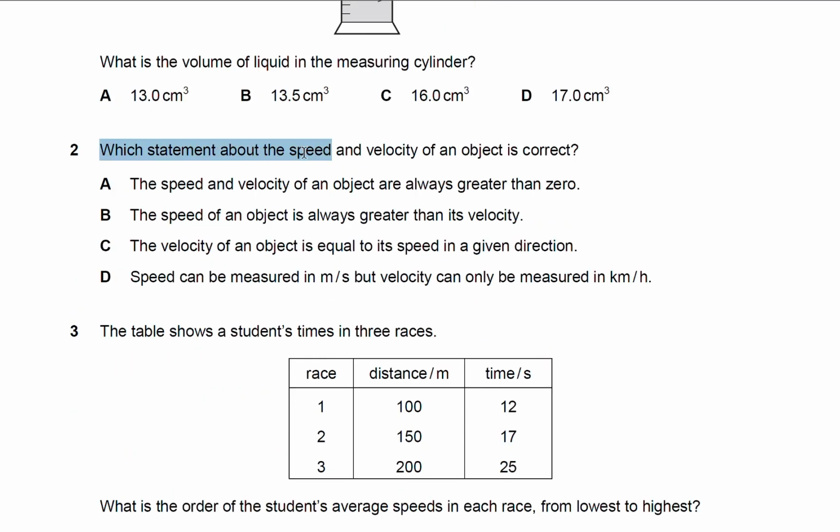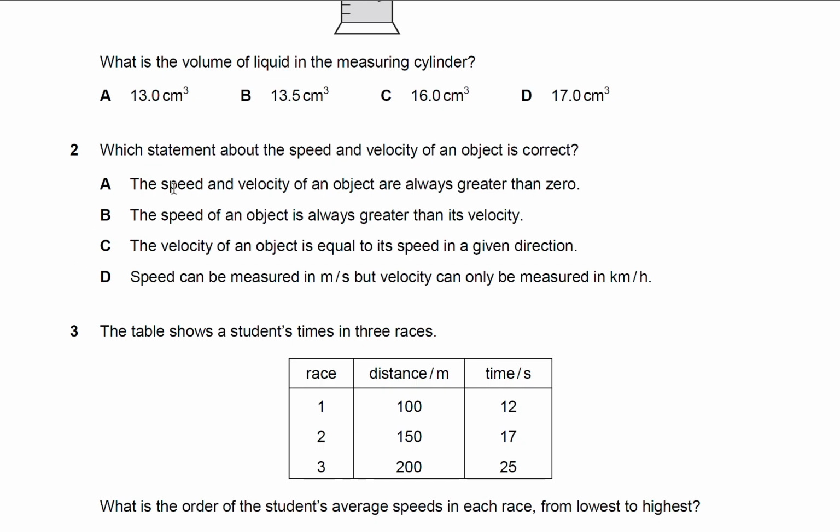Which statement about the speed and velocity of an object is correct? The speed and velocity of an object are always greater than 0. The speed of an object is always greater than its velocity. The velocity of an object is equal to its speed in a given direction. Speed can be measured in meters per second, but velocity can be measured in kilometer per hour.